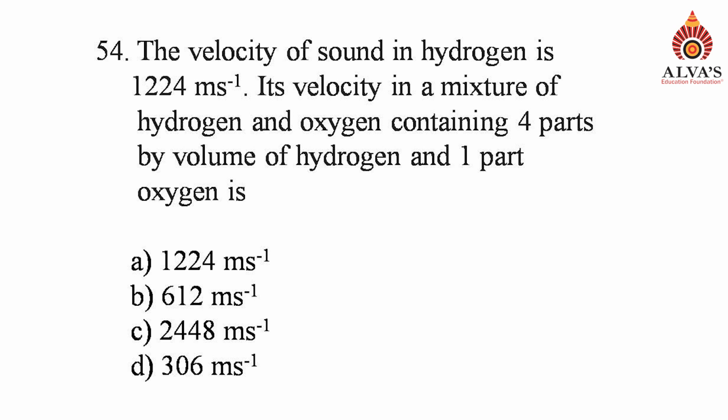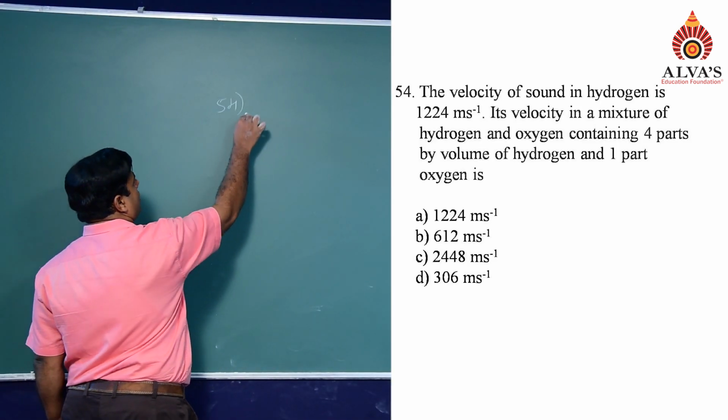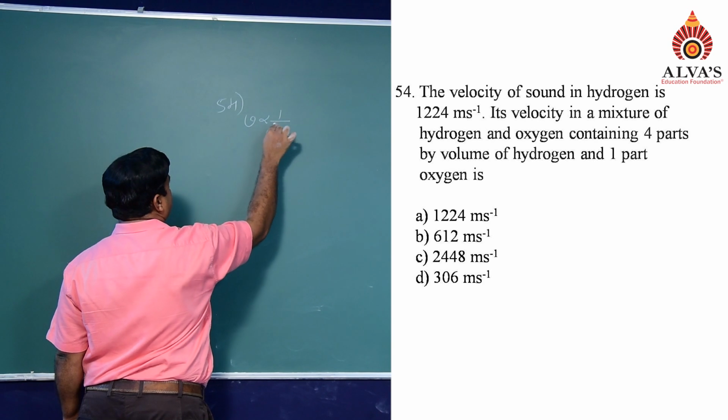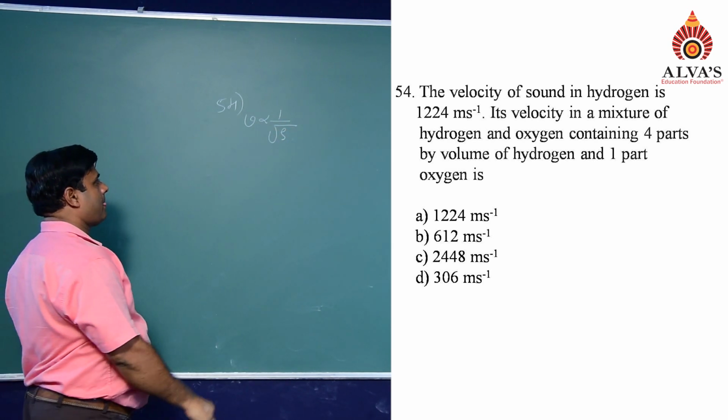The velocity of sound in hydrogen is 1224 meter per second. Its velocity in a mixture of hydrogen and oxygen containing 4 parts by volume of hydrogen and 1 part by oxygen is. Here velocity of sound in hydrogen is given, you have to calculate velocity of sound in the mixture of hydrogen and oxygen. As the gas changes, density also changes. How is velocity related to density? Inversely proportional to root of density.